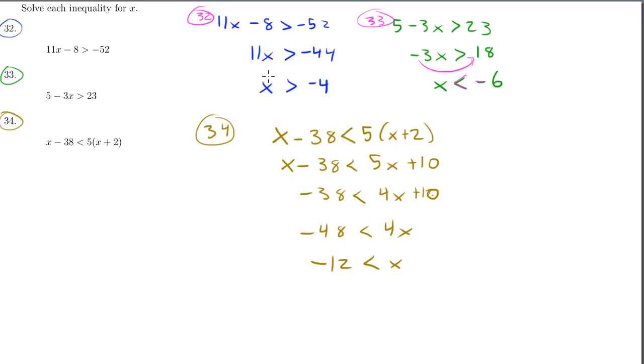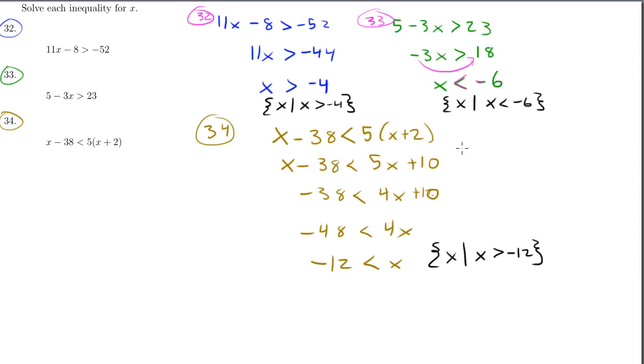What's that? You want this in set builder notation? This is a set of all x such that x is greater than or equal to negative 4. This is the set of all x such that x is less than negative 6. And this is the set of all x such that x is greater than negative 12. Interval notation: negative 4 comma infinity, negative infinity comma negative 6, negative 12 comma infinity.